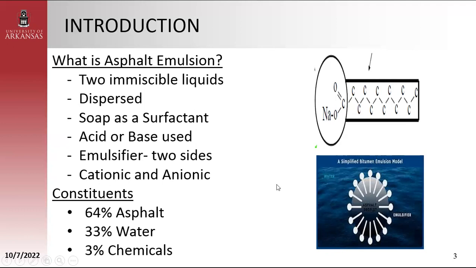There are three components in asphalt emulsion. One is asphalt, which will be 64%, another one is water, which will be 33%, and another is chemicals like emulsifier, acid, base, etc. That will be 3%.